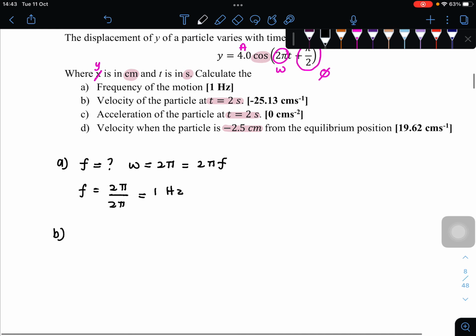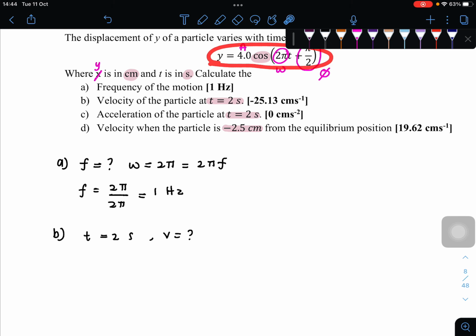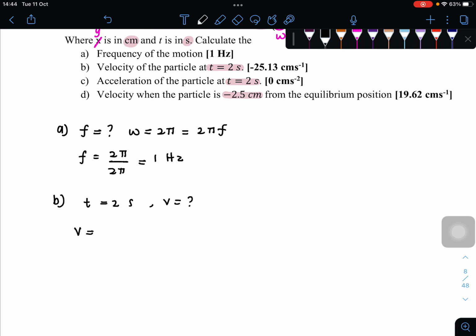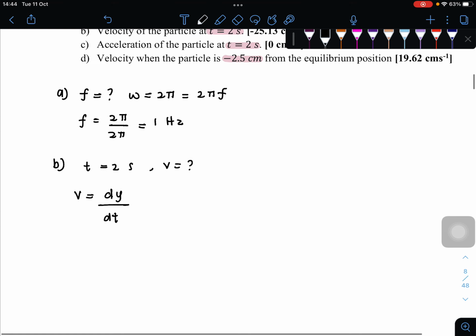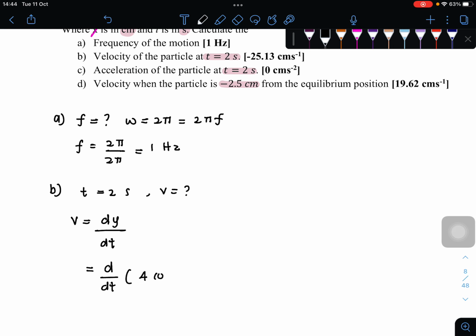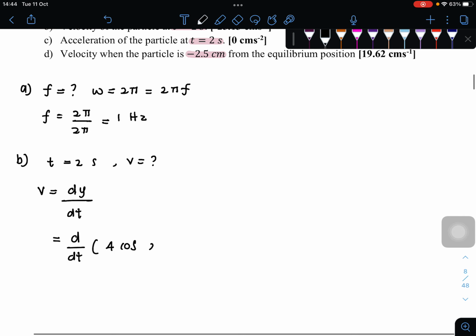Next one, we want to find what is the velocity of the particle at 2 seconds. So at 2 seconds, we want to find what is the value for v. So again, this one kita dibagi adalah in terms of y, displacement. In order to find v, we need to differentiate displacement. Okay, so kita kena differentiate displacement. d over dt, displacement kita adalah 4 cos 2 pi t plus pi over 2.